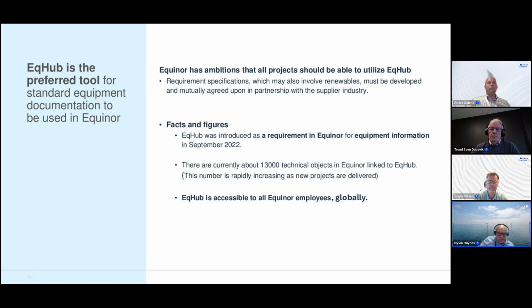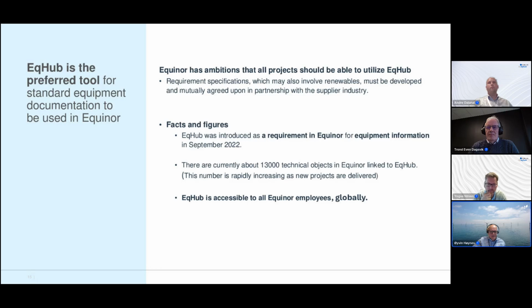And some facts and figures. I know Trond Øyvin had some facts and figures from how many users they have totally in EqHub. And the last line tells you that EqHub is accessible to all Equinor employees globally. And that means 23,000, but not all of us are interested in facts and figures about equipment mounted on a tag, but there are thousands that are interested in information mounted on a tag, and they shall be interested in what's on a tag because they need to know what's there.